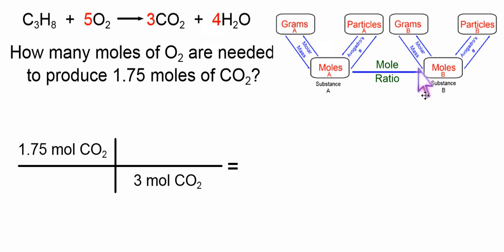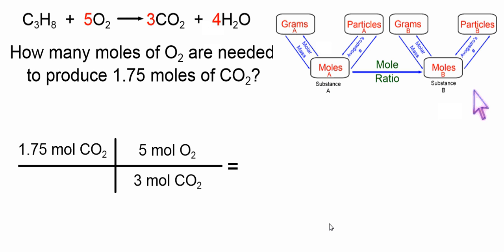Then the other side is moles B. I'm going from moles A to moles B, so that's going to go on top. Whatever I'm coming from goes on the bottom. Whatever I'm going to goes on the top. So moles A are on the bottom, moles B is on the top. Well, what's moles B? Moles of oxygen. So it should be a 5 because mole ratio is using the coefficients. And there's my 5 moles of O2.